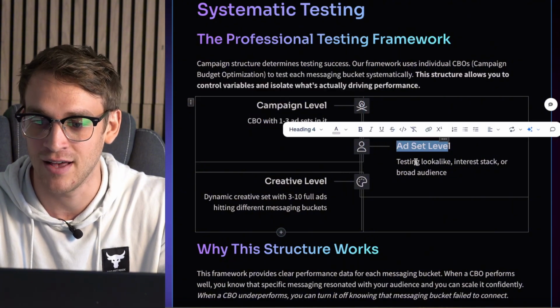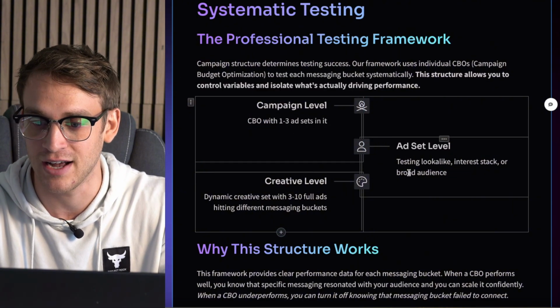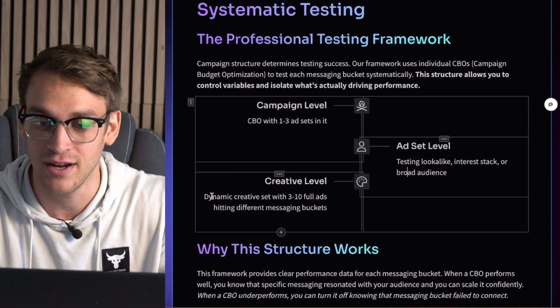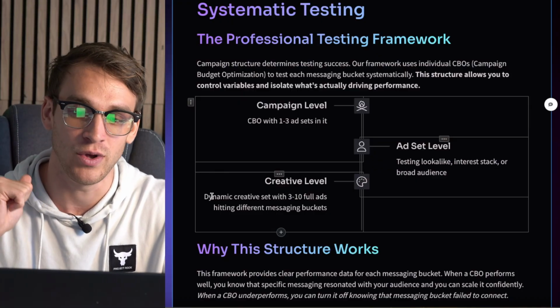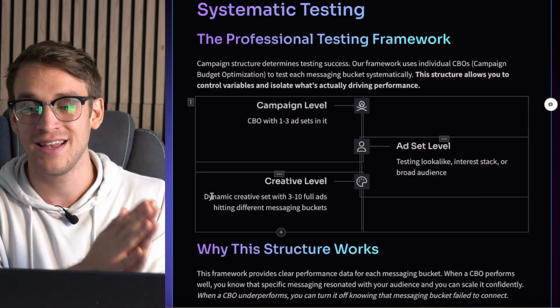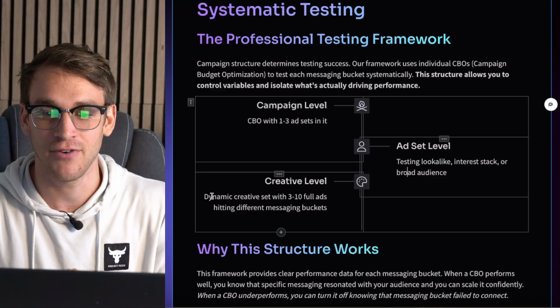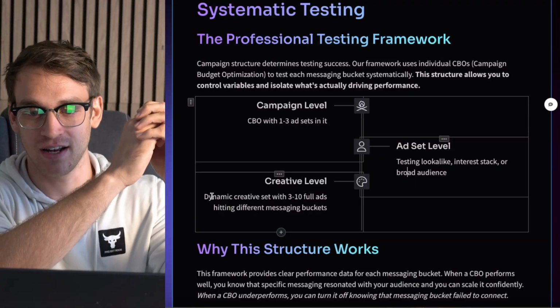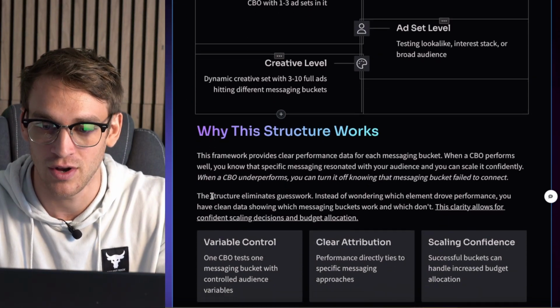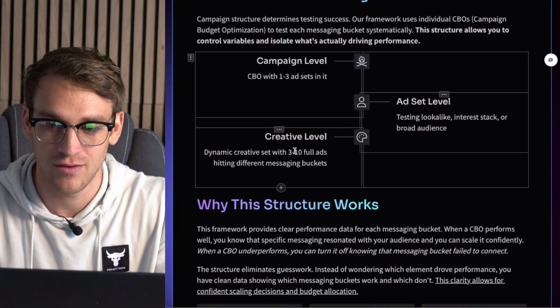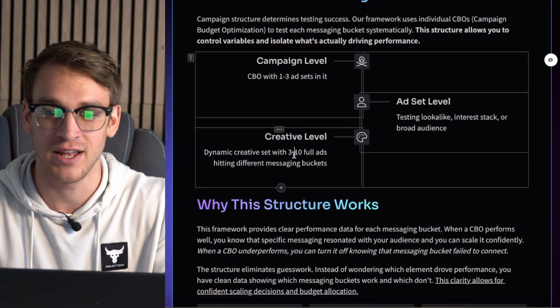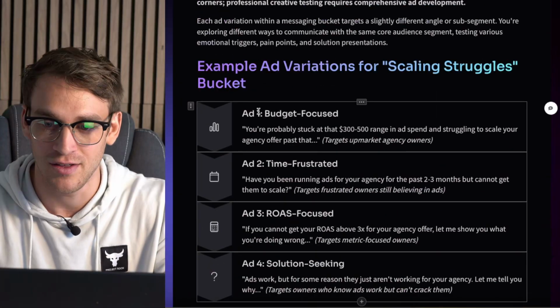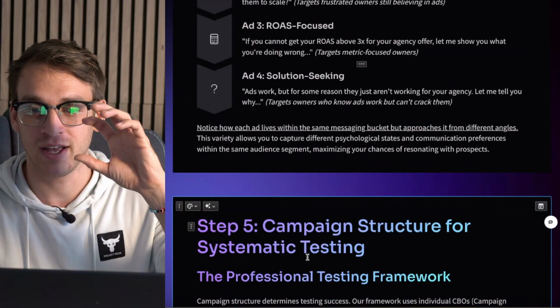On the ad set level, we're testing again, lookalike, interest stack, or broad audience. And then on the creative level, this is where it comes into play. We use dynamic creative with 3 to 10 full ads hitting different messaging buckets. So we'll take a bucket and we'll put it in there. We'll take another bucket, we'll put it in there, right? So here's why this structure works, right? If we're running 5 ads in a dynamic creative test, we're just gonna take these ads that we wrote in one bucket and just put them in there.